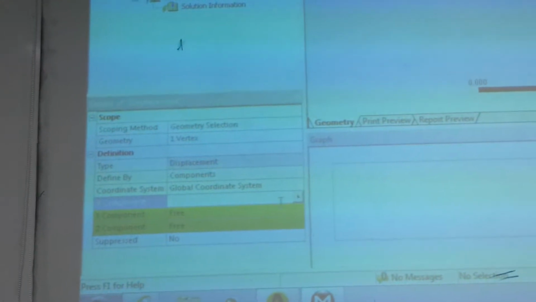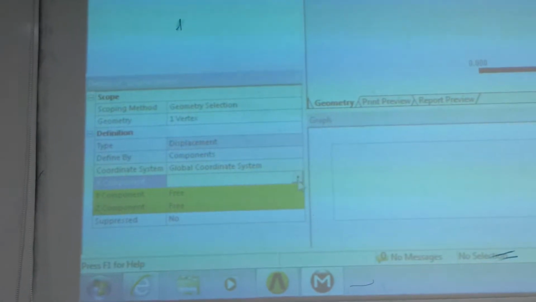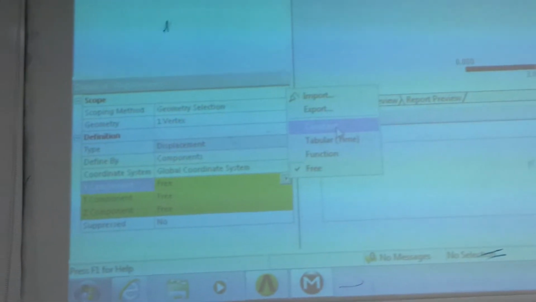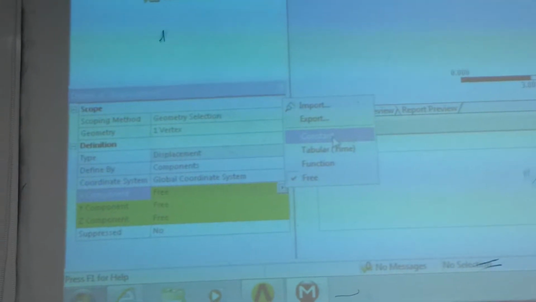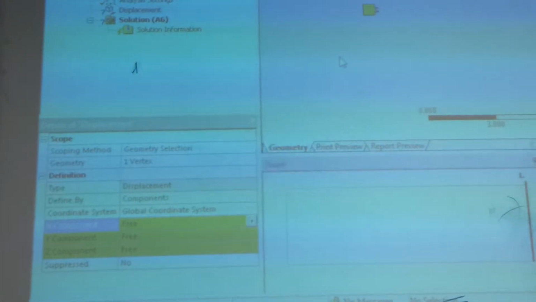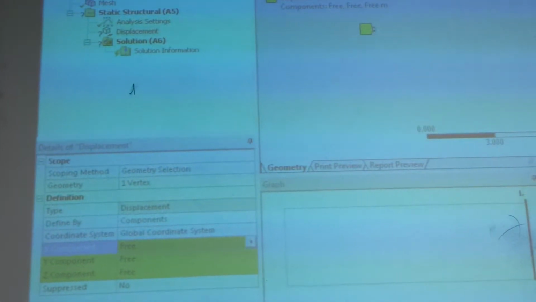And the x, y, and z direction should be constant. Sorry. You pressed in order to modify the axis. Vertex. Yes.